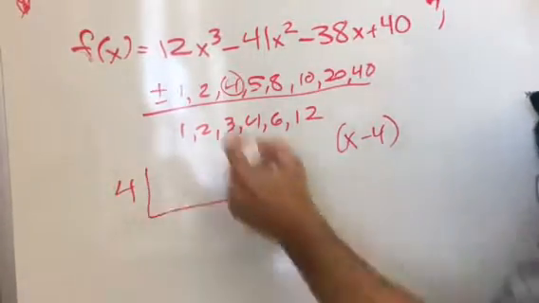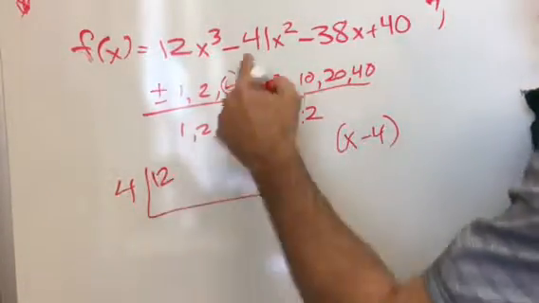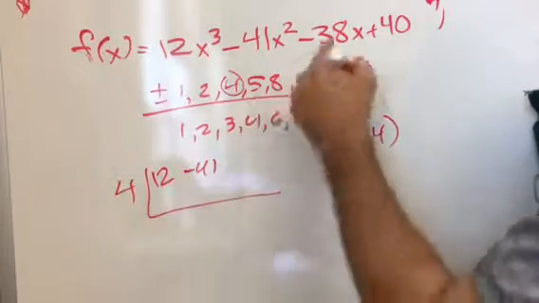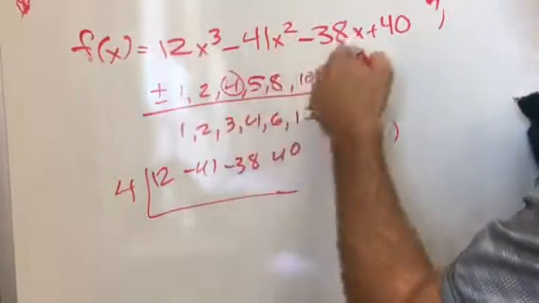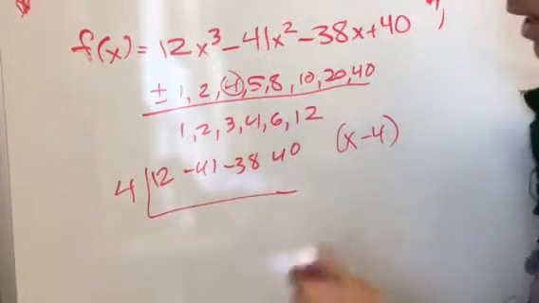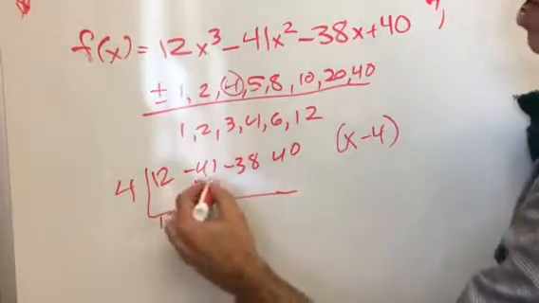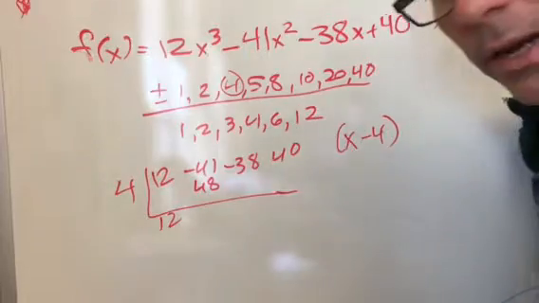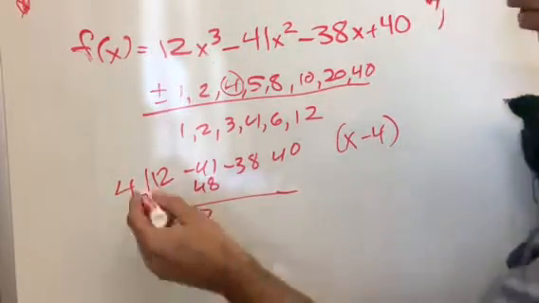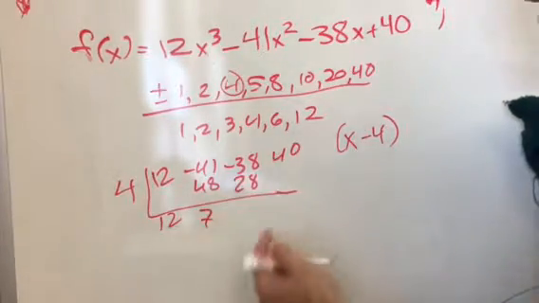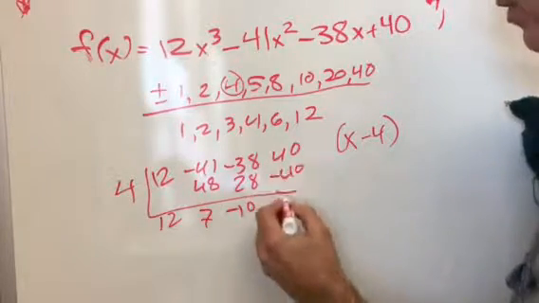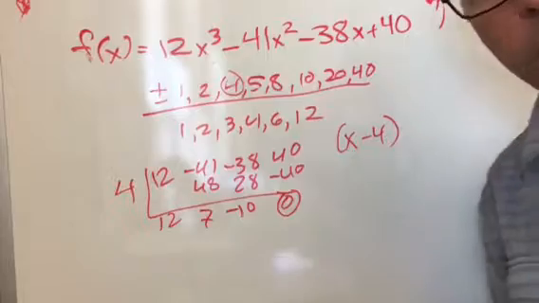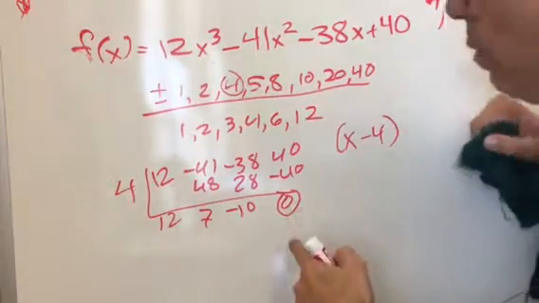So 4, I'm going to do some synthetic division. 12, negative 41, negative 38, 40. It's all descending power, so I don't have to do any placeholders. So bring it down, multiply. Now I have to add. Add, multiply, 28, and what's that? Negative 10, multiply, negative 40, 0. It worked. It's like a miracle. So it worked. That's good.